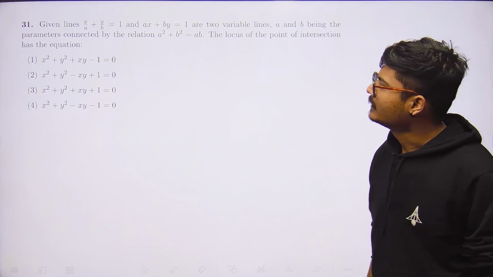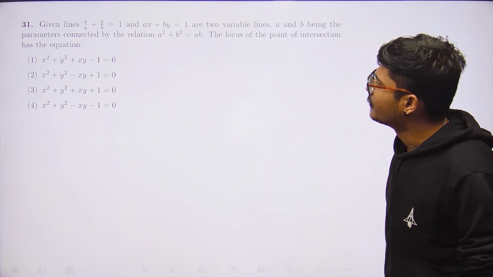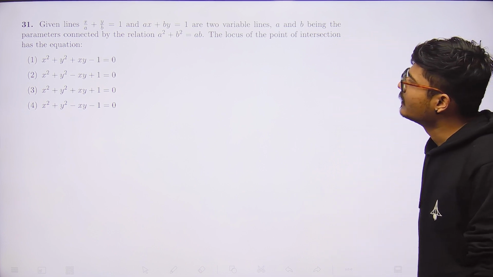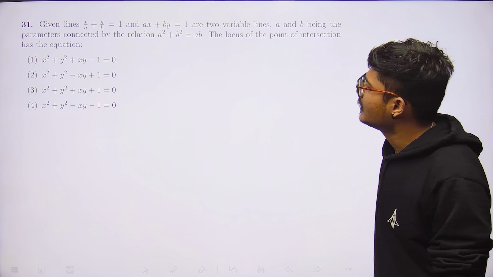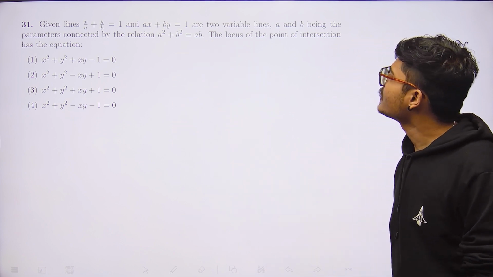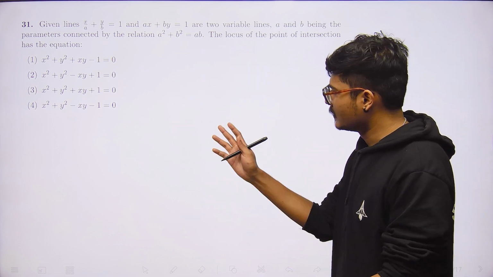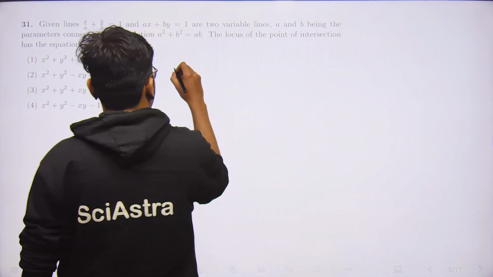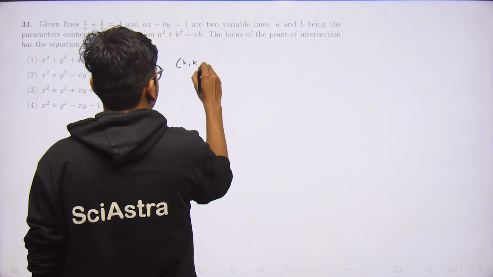Alright, coming to the next question. Given lines x by a plus y by b equal to 1 and ax plus by equal to 1. These are two variable lines where a and b are parameters connected by this relation. Then the locus of the point of intersection has which equation? Okay. So let's assume that their point of intersection is some h comma k, right? So what can we say?